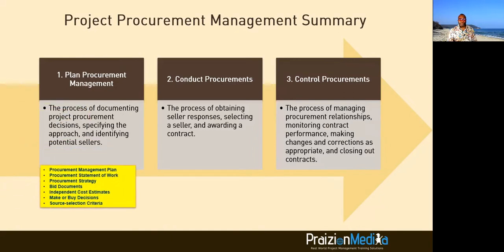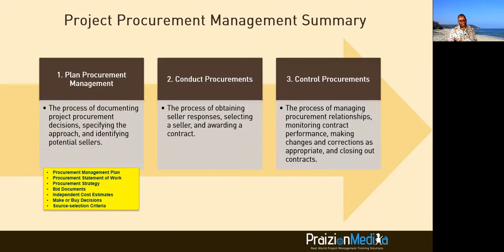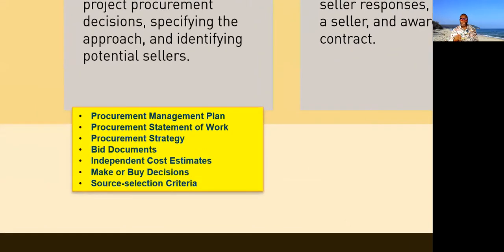The very first process gives you 7 unique outputs. This process is very unique in the PMBOK guide in that you never find 7 unique outputs from any other process, but this one. Procurement management plan, procurement statement of work, procurement strategy. Make sure you know the differences between these three. Bid documents, independent cost estimates, make or buy decisions, and source selection criteria.